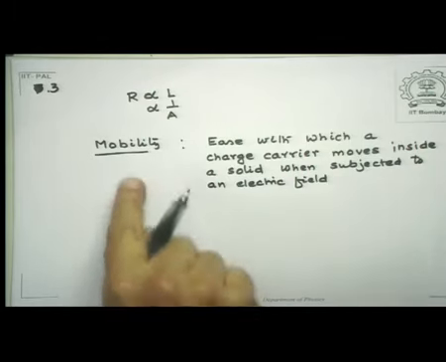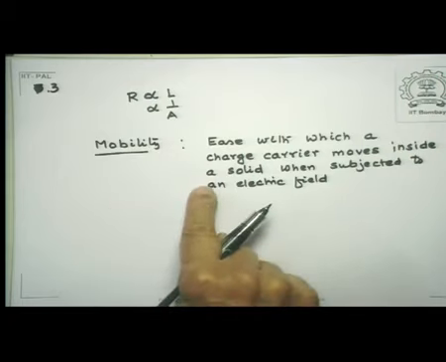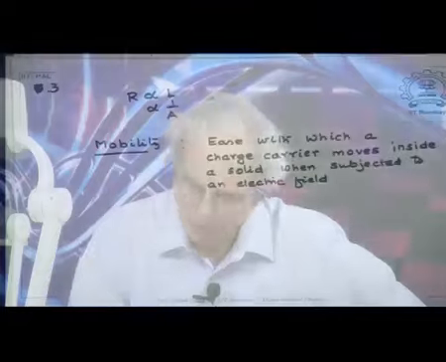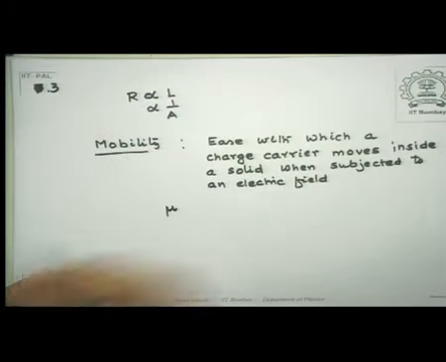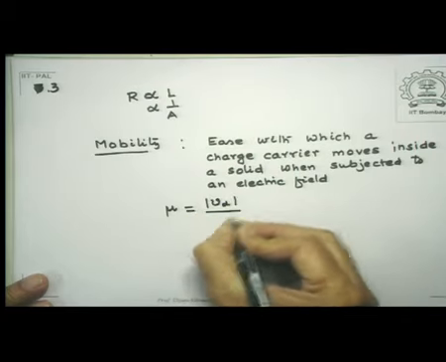So notice that mobility depends upon how easily the charges move inside a conductor in an electric field. We will see that mobility becomes a lot more important in substances which are known as semiconductors, but at the moment we are talking about conductors. So we need a quantitative definition. Mobility by definition is a positive quantity, and it is defined as the ratio of the drift velocity to the applied electric field.